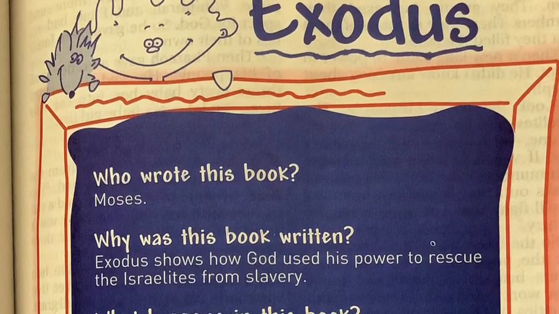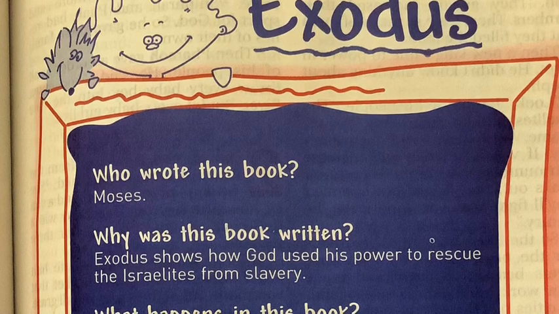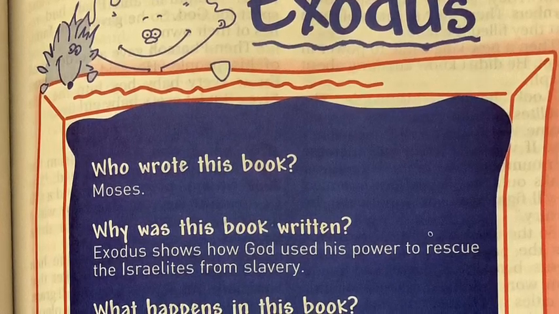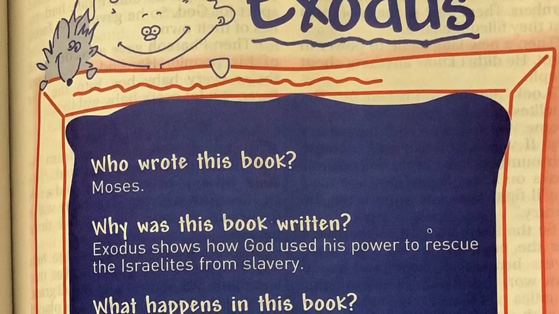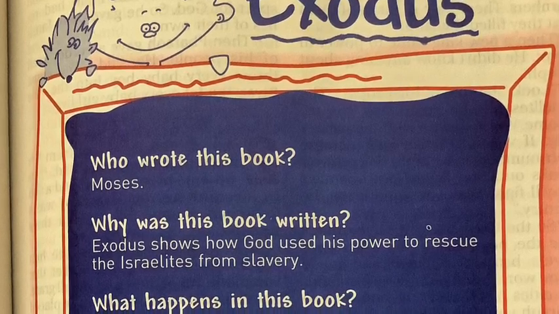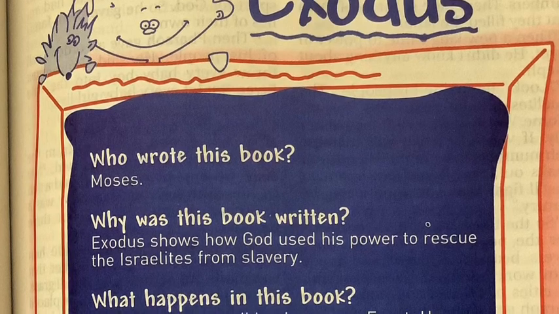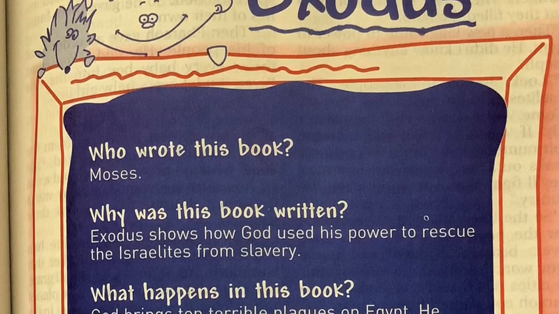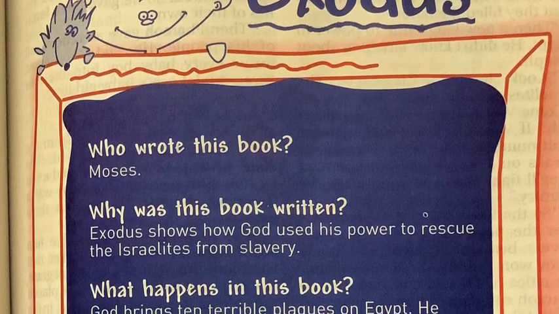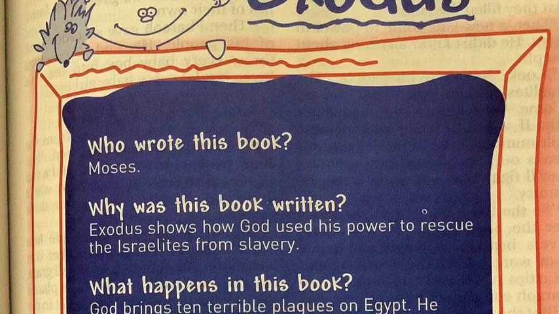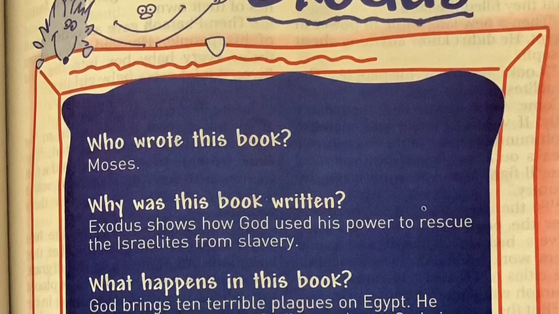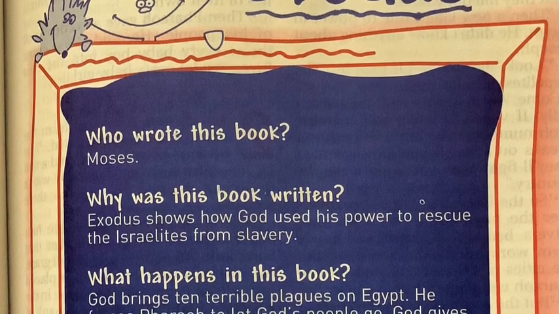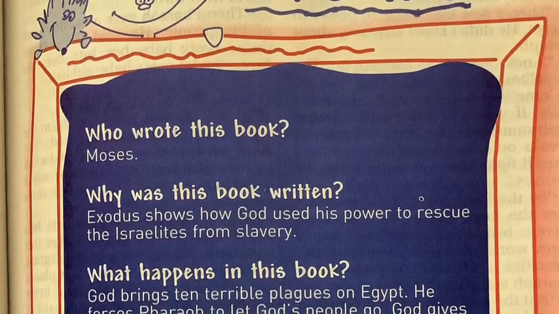I want to introduce you now to the book that we're going to be learning more about, the second book of the Old Testament, the book of Exodus. So who wrote this second book in the Bible? Well, it was written by the person we're going to be learning about the next few weeks, and that person's name is Moses. Why was this book written? The book of Exodus shows how God used his power to rescue or save the Israelites from slavery.